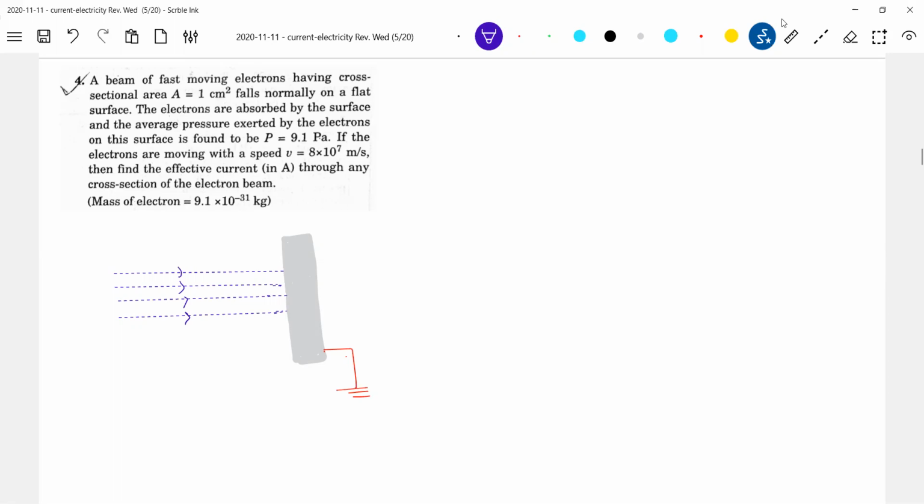So here electrons are there. They'll come and strike here. How do you define current? Rate of flow of charge. So there are n number of particles per second that pass through the area of cross section. So shall we write n into e? What is that n? Number of electrons striking the surface per unit time.